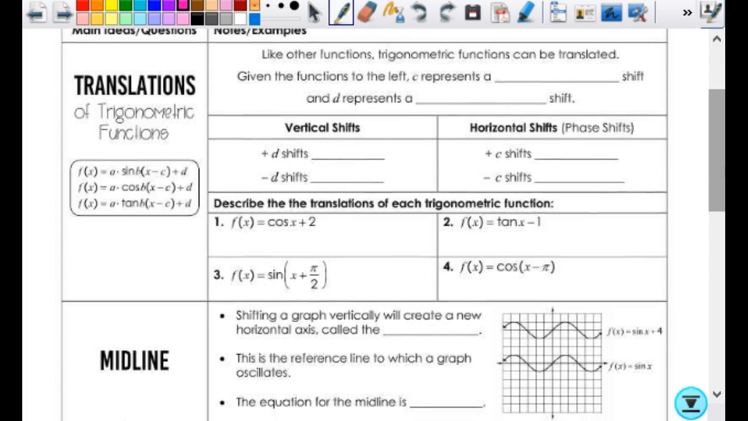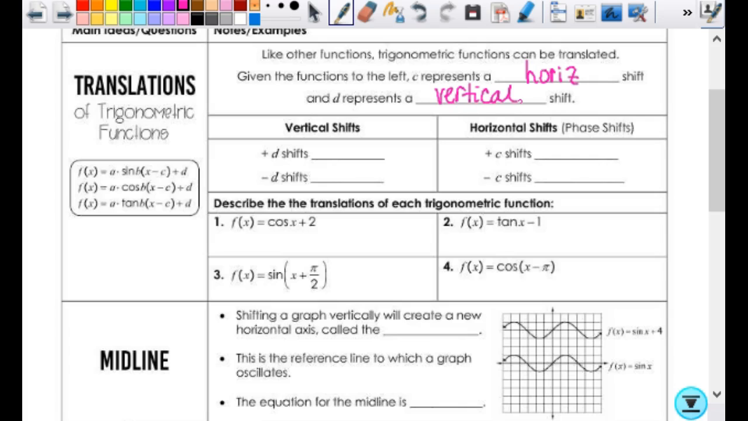It says, like other functions, trigonometric functions can be translated. Given the functions to the left, written out over here, the C represents, what does C do? That's left to right. So this is our horizontal shift. And then the D is vertical shift, which could be up or down.